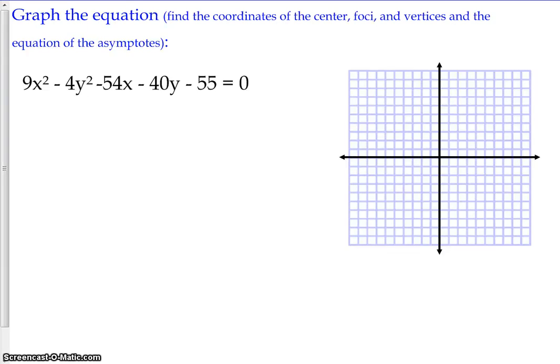Okay, so this is part 2 of our video on graphing hyperbolas. We already had part 1, and you hopefully have watched it. Part 1 covered how to graph a hyperbola when you already have everything in the right spot, when it's already in standard form.